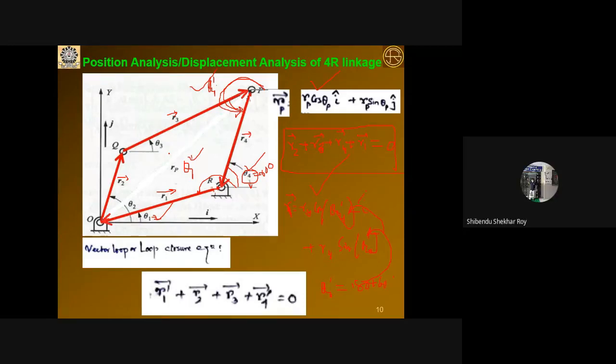Sir, here there are three variables and five constants. Here theta 2, theta 3, theta 4 are the three motion variables. The others are geometric parameters. Link length is a geometric parameter. It is the geometry, no? So there are three variables, but we have two equations.